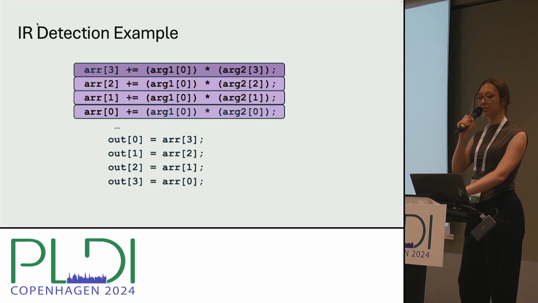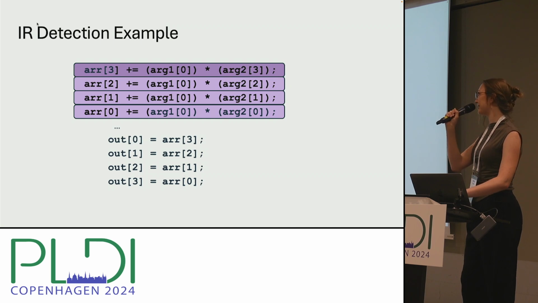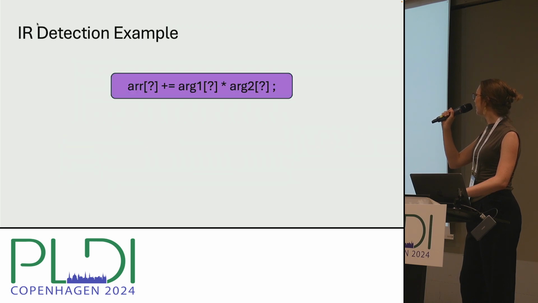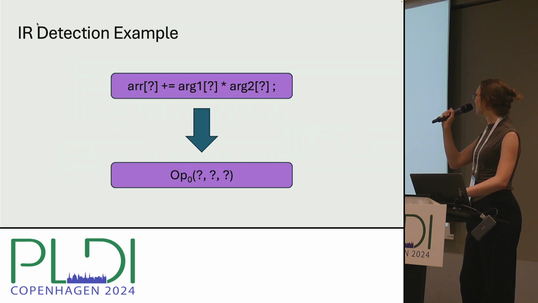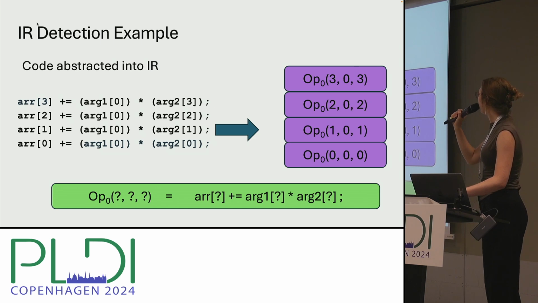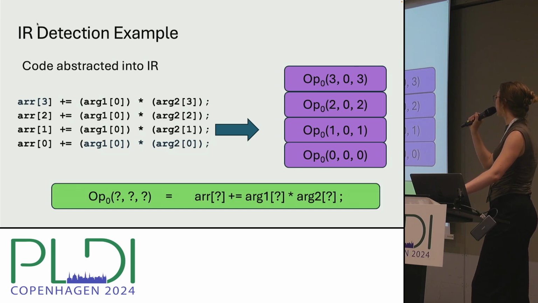So here we have a bunch of code that has the same pattern over and over. And so we can take that pattern and abstract it into this operation. That's pretty simple. So straightforward enough, basically just take the code on the left and create the set of operations on the right. And this will make it easier to do eGraph transformations later.